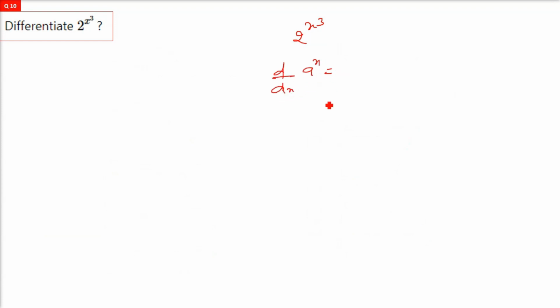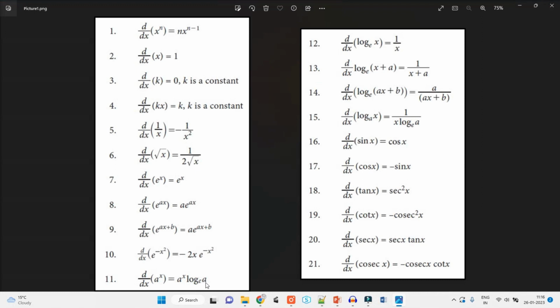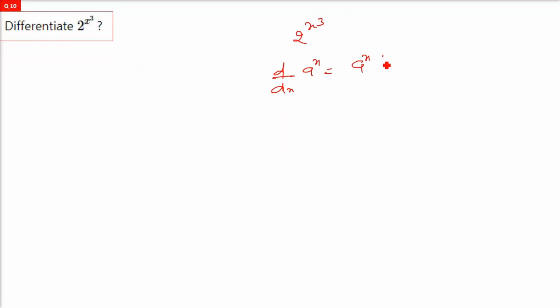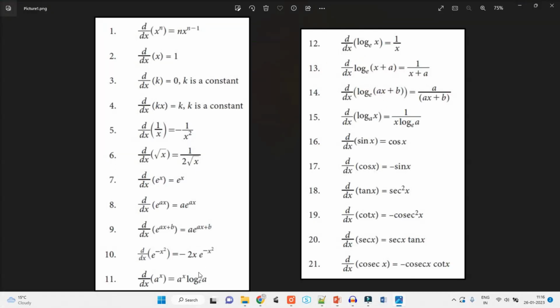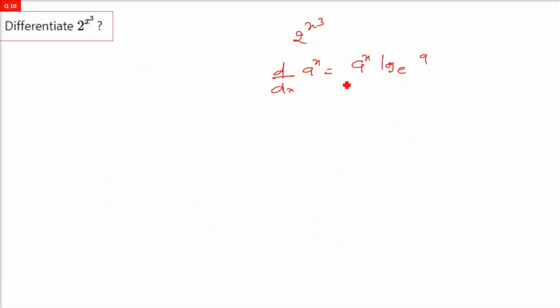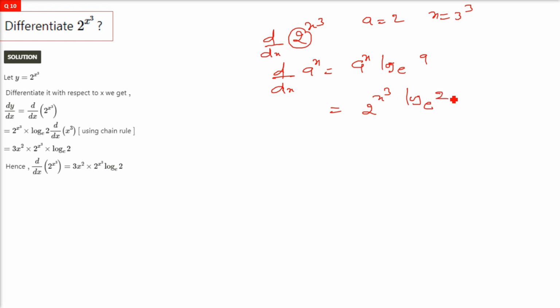So d by dx of a to the power x is a to the power x log base e a. Now try to compare this with 2 to the power x cube with a to the power x. A is 2 here and x is x cube. It is not 3 to the power 3, it is x cube. So it is 2 to the power x cube and then log base e. What is a? 2. But you will not stop here.